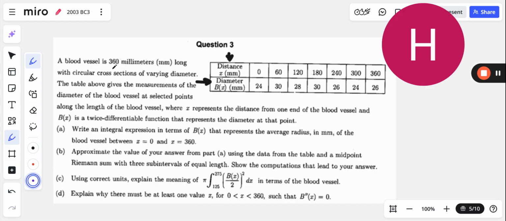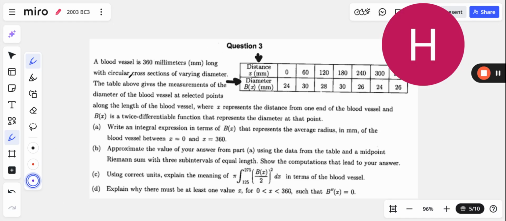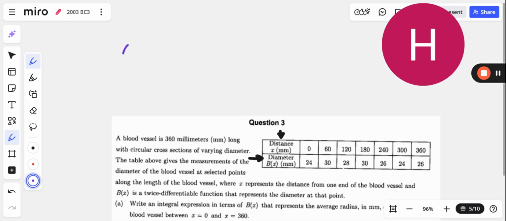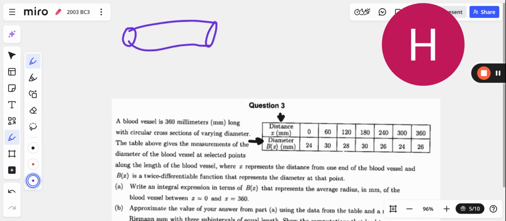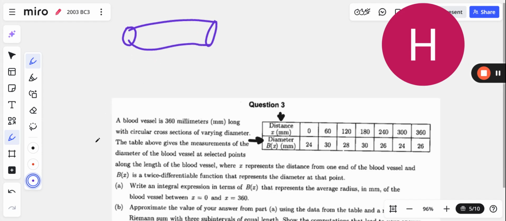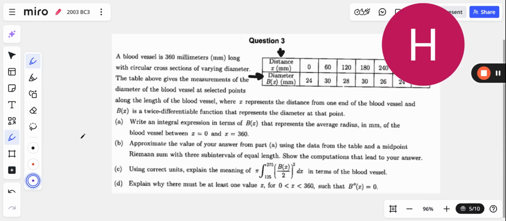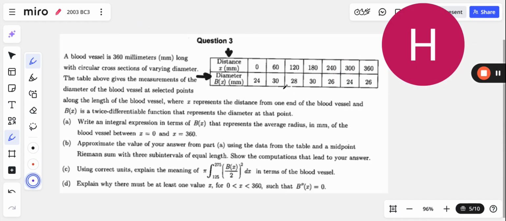A blood vessel is 360 millimeters long, with cross sections of varying diameter. Got it. So a blood vessel is not exactly just straight cylindrical. It kind of has maybe some variation, you know what I mean? Some variation to the diameter. It might be skinnier at the ends. In fact, it looks like it is a little bit skinnier. Oh, it has some fluctuation throughout, though.